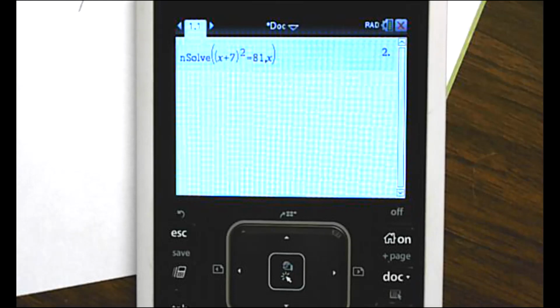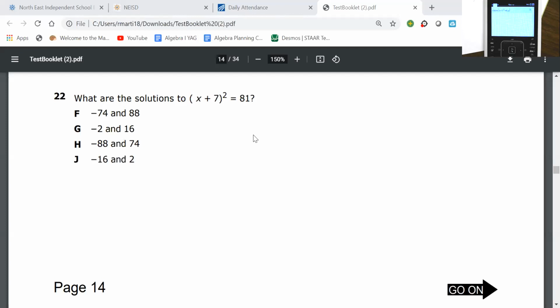So if you go back to your equation here, to the test, it says 2. The thing about the numerical solve is it'll only give you one answer. It'll give you usually the highest value one. But if you look at your answer choices, there's only one positive 2. That's right here. So that would say that J is the right answer. That's one way you can do it.